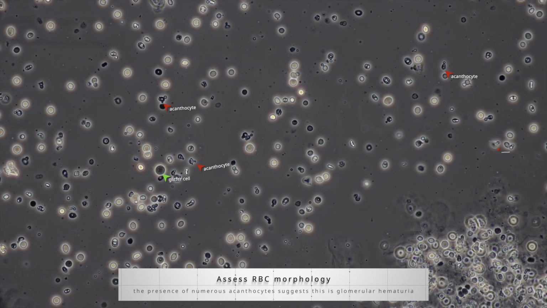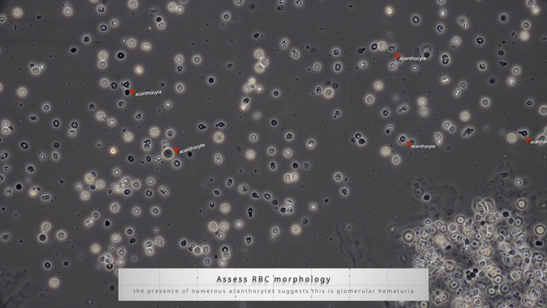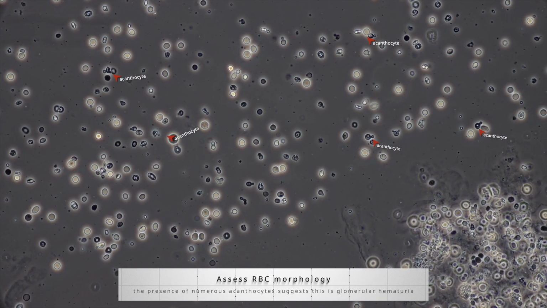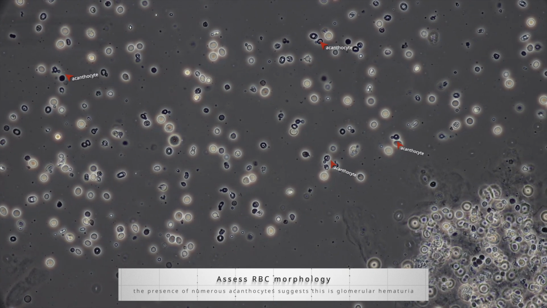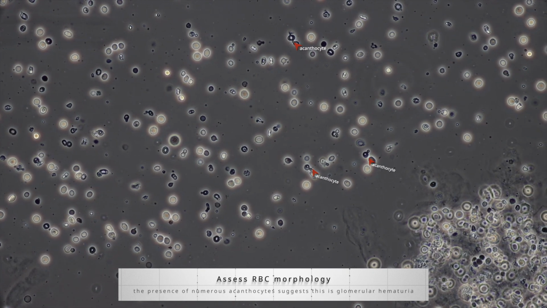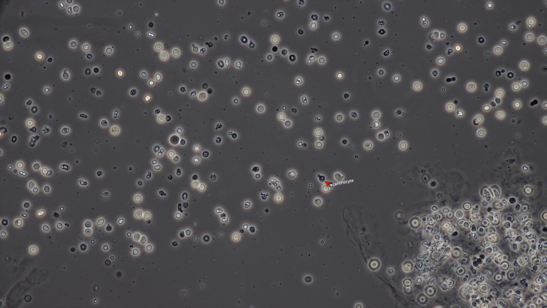Indeed, here we see a number of acanthocytes floating by, which tells us that this is likely glomerular hematuria. Also note in contrast, the normal red blood cells under phase contrast appear bright white and round, symmetrical, compared to the acanthocytes, which appear very dark here.